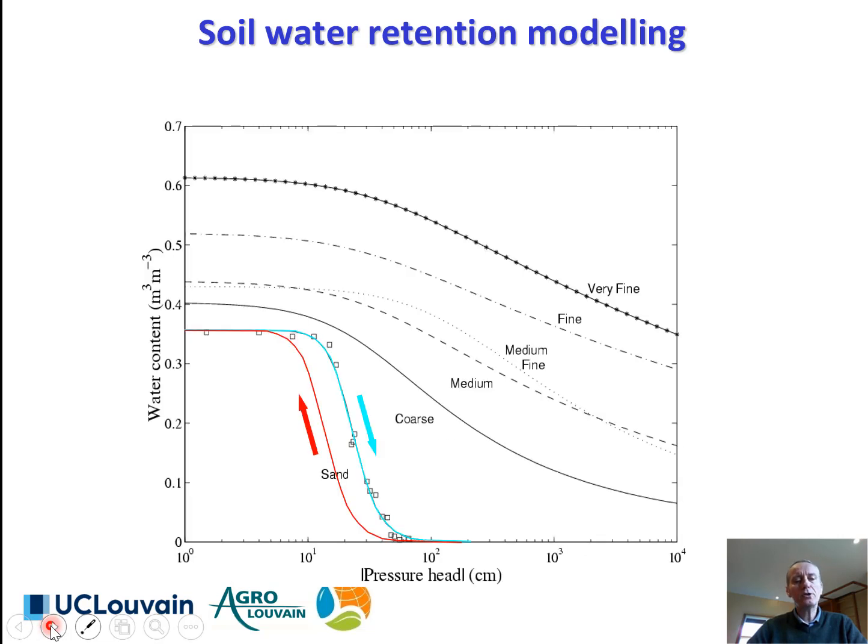With these parametric functions, we can now model the retention curve for any soil in the world, for any soil sample collected somewhere in the world. And as already stated in the previous podcast, this retention function will be strongly impacted by the soil texture.